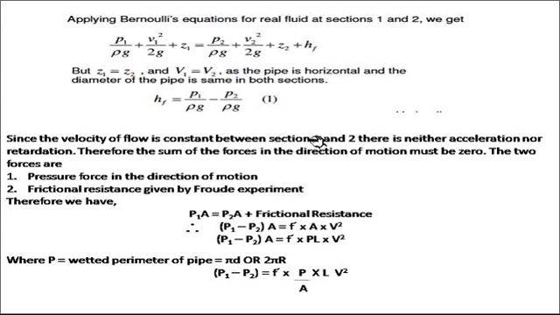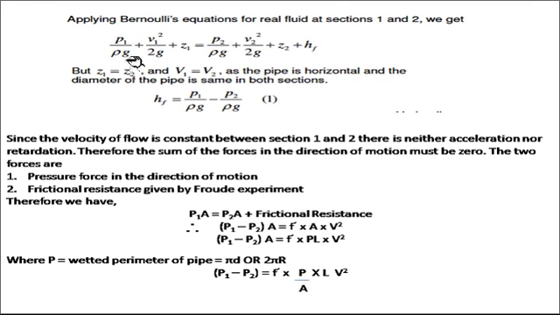Now we are going to apply Bernoulli's equation for a real fluid at sections 1 and 2. Remember that for a real fluid, when it flows from section 1 to section 2, there is always a head loss, and that head loss we have to add on the second section because it takes place along the direction of the flow.